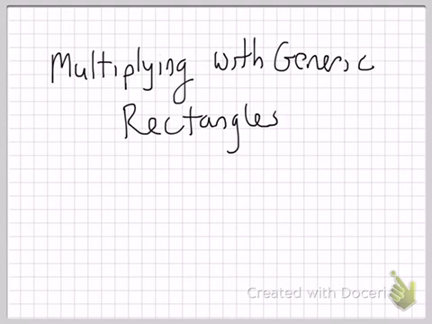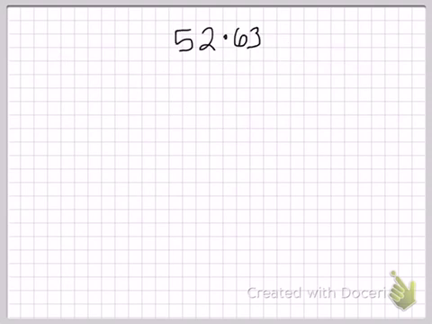Alright, so this is going to be a short video on multiplying with generic rectangles. You've been doing extremely well with multiplying with generic rectangles, but I just think they're fun and I want to do a little bit more with them. So I'm going to do one example of a 2-digit by 2-digit and one example of a 2-digit by 3-digit.